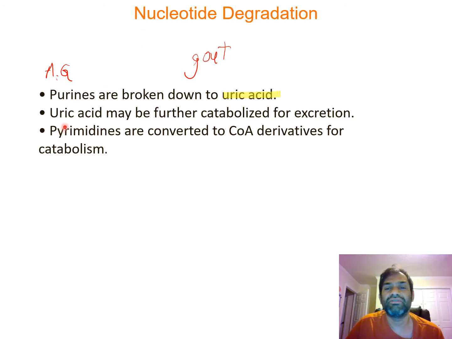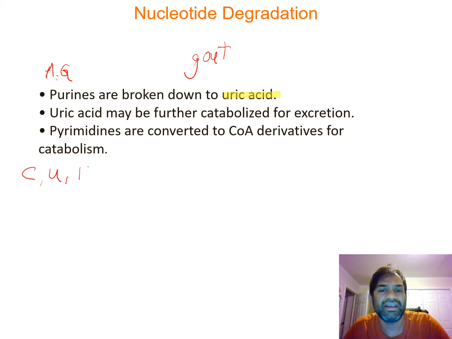This uric acid can further be metabolized, and then we also want to round up our discussion talking about the pyrimidines. The pyrimidines, if you may recall, are your cytosine, uracil, and thymine. They generally get degraded to their coenzyme derivatives for further breakdown.